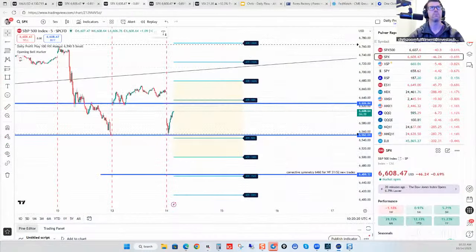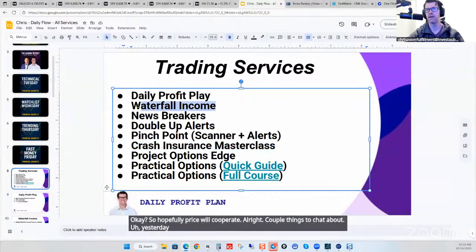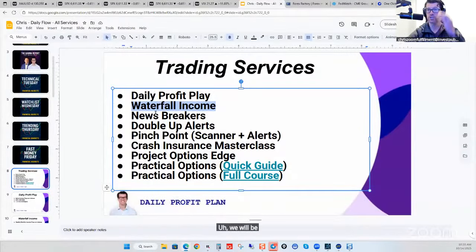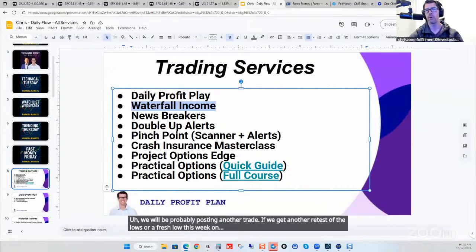All right, a couple of things to chat about. Yesterday, Waterfall Income live trading session at 11:30. We had a two-day workshop last week for Strategy 1 and Strategy 2. We will probably be posting another trade. If we get a retest of the lows or a fresh low this week on the markets, then I'll probably throw another trade in for Waterfall Income.